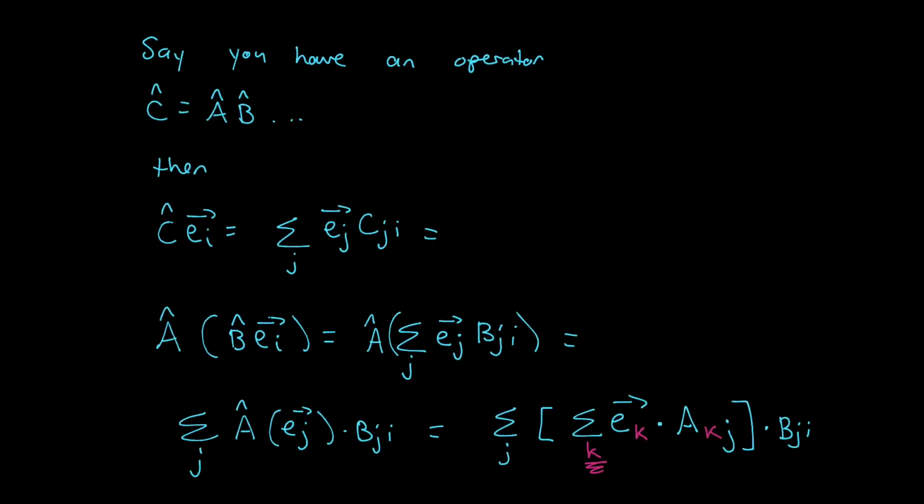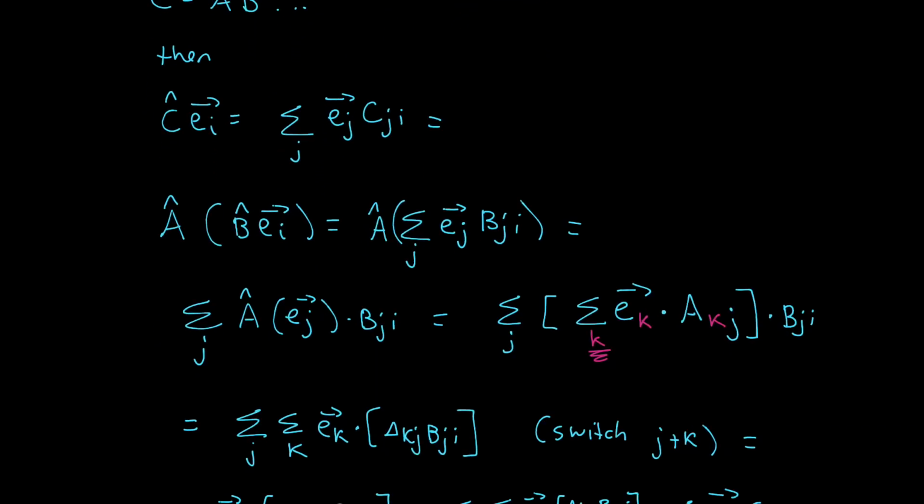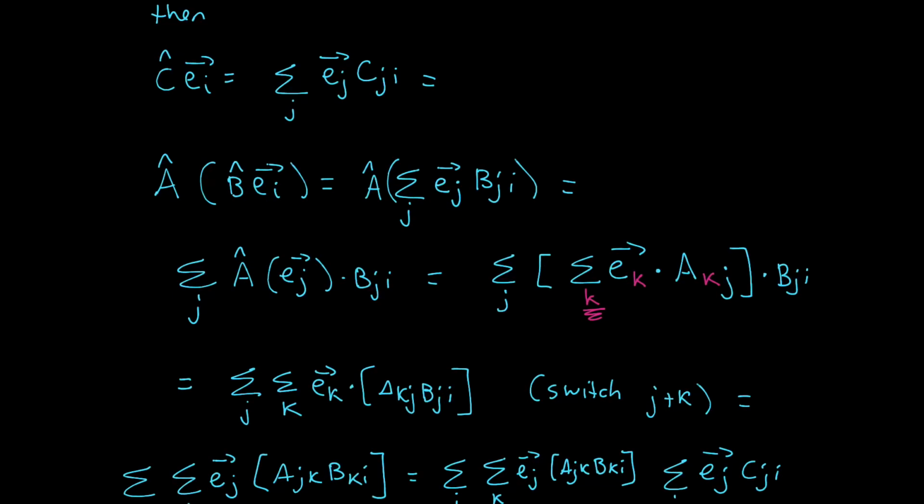Now let's say that you have an operator C, which is basically the operator you get when you first run operator B on a vector and then run operator A on the result of that. So I can express that as C hat e_i is the sum over all j of e_j times C_ji, which is the same thing as operator A acting on the result of operator B acting on the basis vector, which gives you operator A times the sum over all j of e_j times B_ji.